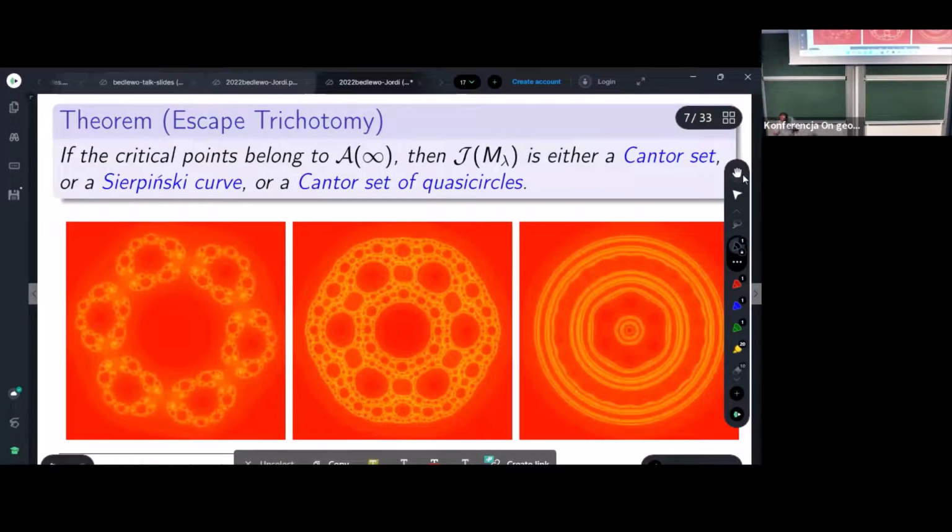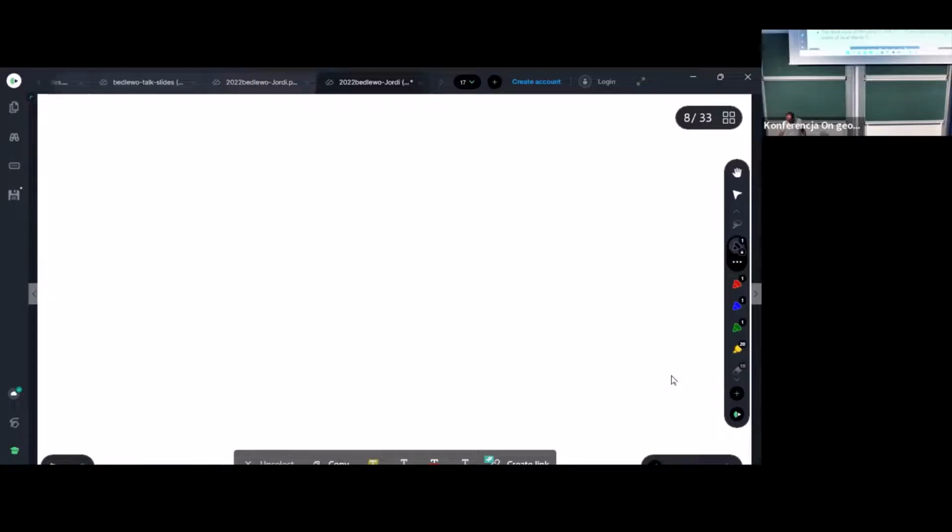One of the main results from Devaney, Look, and Uminsky is the so-called escape trichotomy. This escape trichotomy states that whenever all free critical orbits of these maps converge to infinity, then the Julia set is either a Cantor set, or a Sierpinski carpet, which is a homeomorphic image of a Sierpinski curve, or it's a Cantor set of quasicircles which separate 0 from infinity.